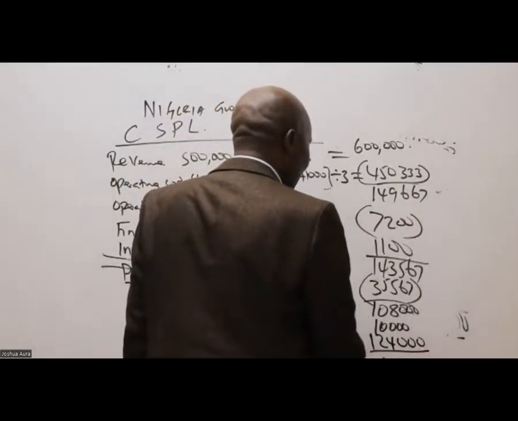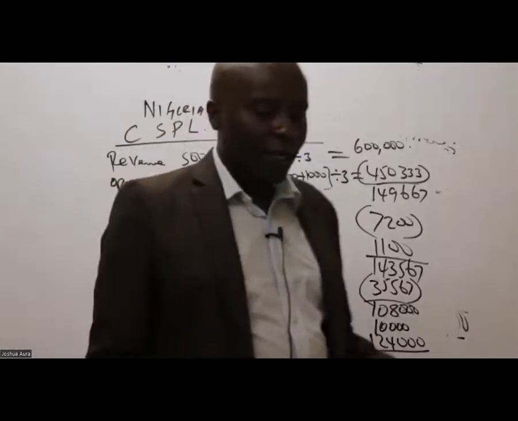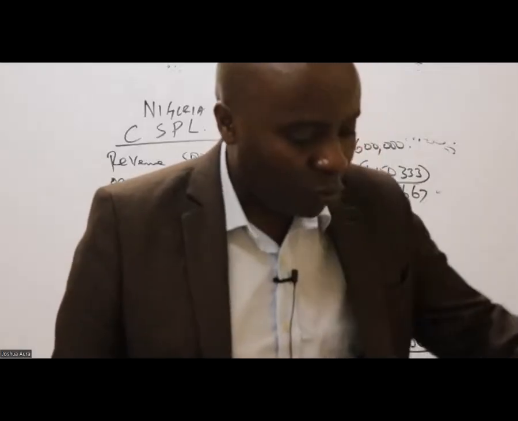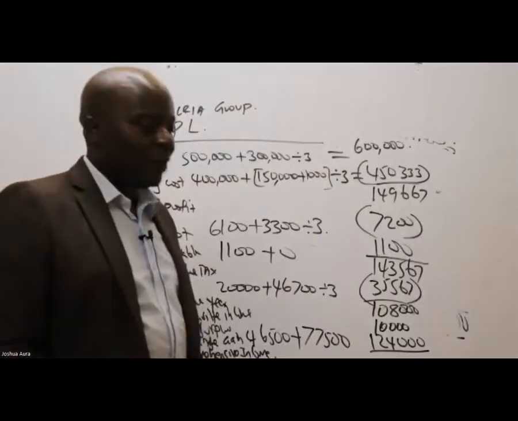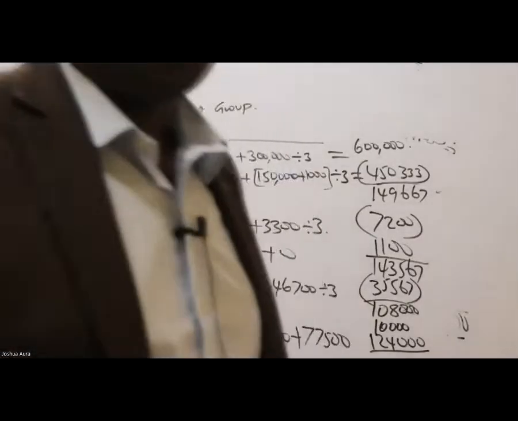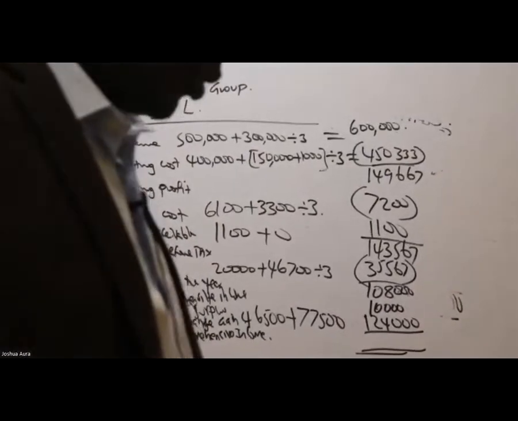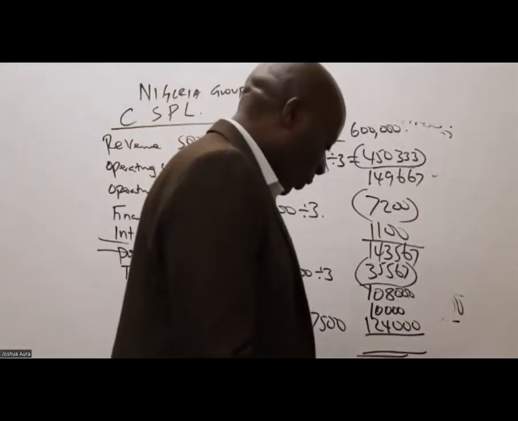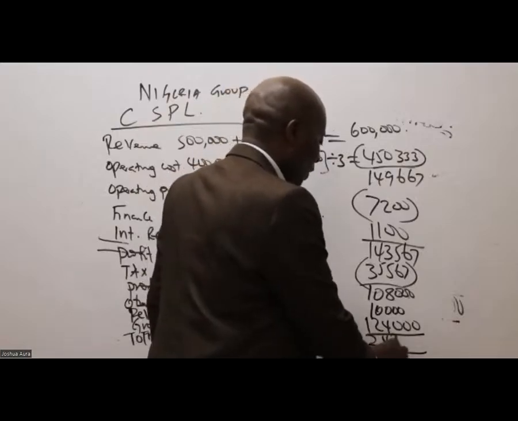So please come and add there to give us the total comprehensive income. Total comprehensive income, when you add, how much does it come to? 242,000. That is the end of the thing.